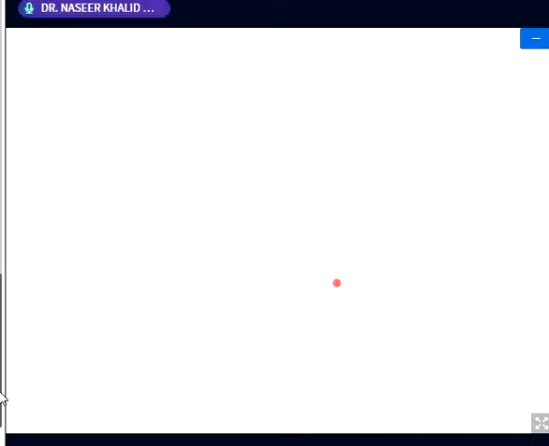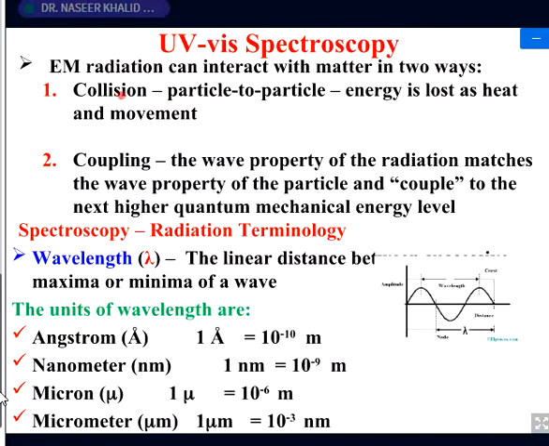Coming to the radiations. Electromagnetic radiation interacts with matter in two different ways: number one is collision and number two is coupling. Collision is the process in which particle to particle collision takes place.